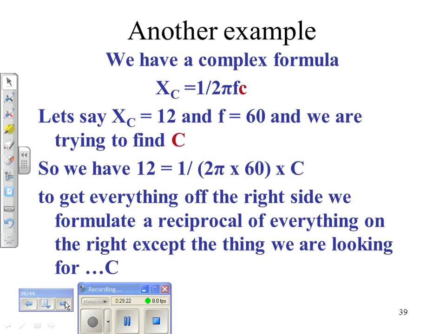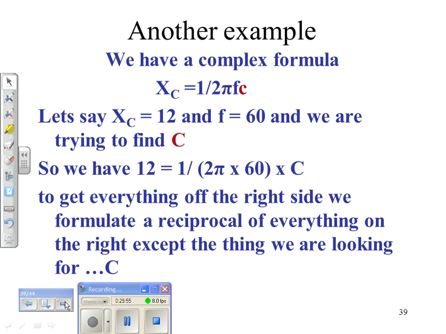Okay, another example, we have a complex formula, X sub C, the capacitive reactance, is 1 over 2 pi f C. And we want to find C. And this is something you'll need to find occasionally in the second semester. But the process of getting there is just using that reciprocal thing again. Since we know we're looking for C, and we have a number for X sub C, 12 ohms of capacitive reactance, and frequency is still 60 cycles a second.